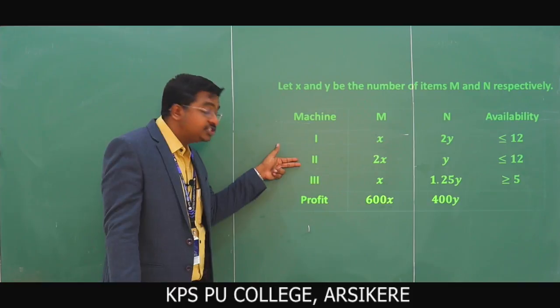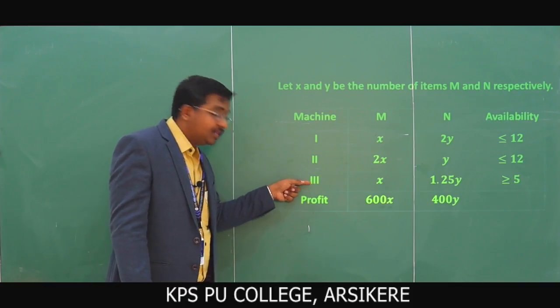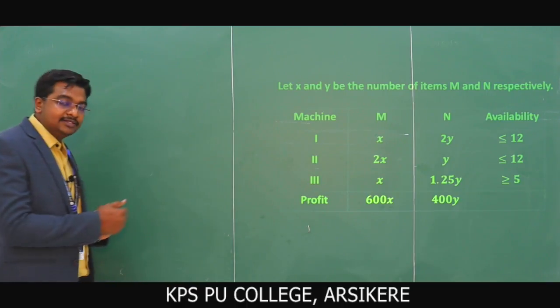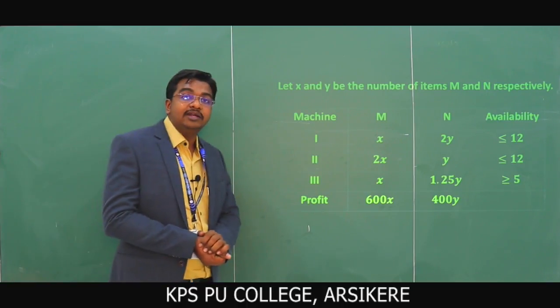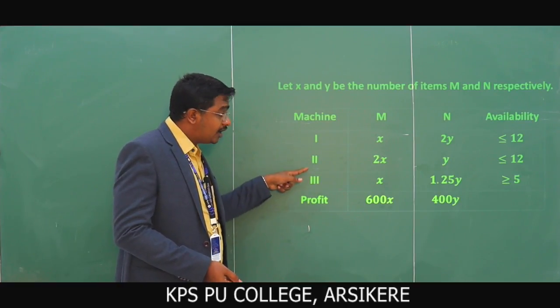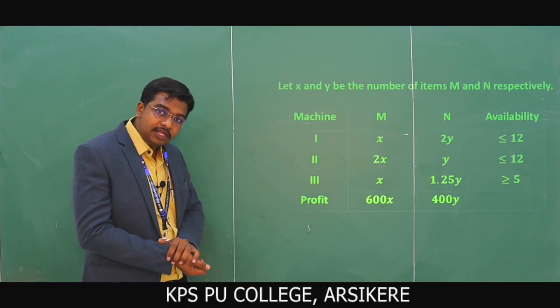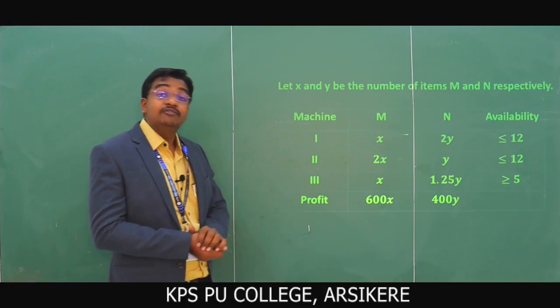Similarly, 2 hours on machine 2 becomes 2x, and 1 hour on machine 3 becomes 1 into x, that is nothing but x. Similarly, to produce item N, it requires 2 hours on machine 1, 1 hour on machine 2 and 1.25 hours on machine 3. Right?